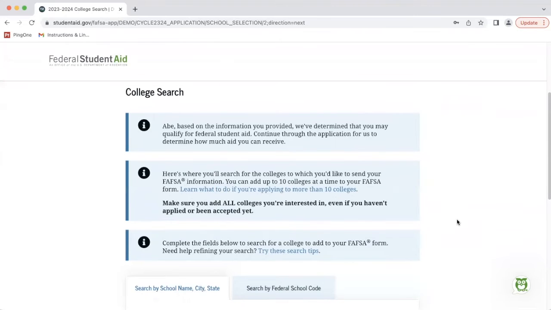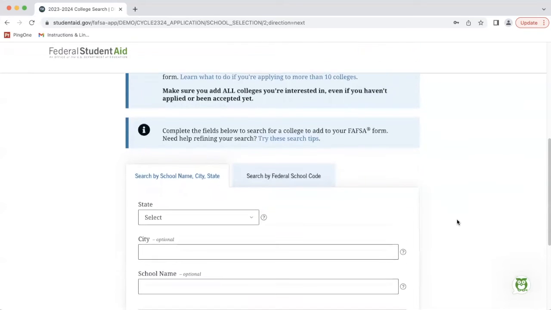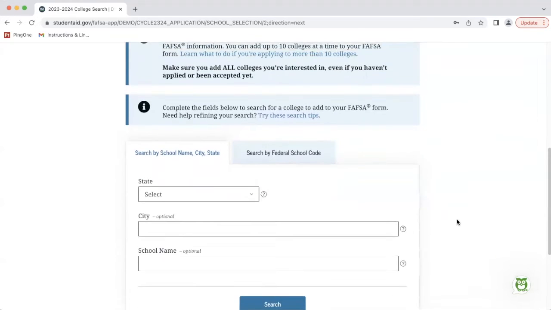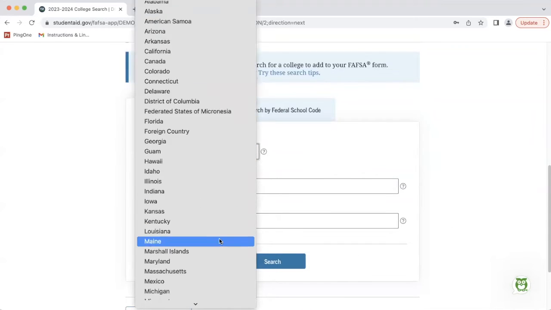The next page is then going to have you put in what colleges you would like to send this FAFSA to. Now, here's the thing to keep in mind. You don't have to have your mind made up when you complete a FAFSA. In fact, you can put in up to 10 colleges anywhere in the country.